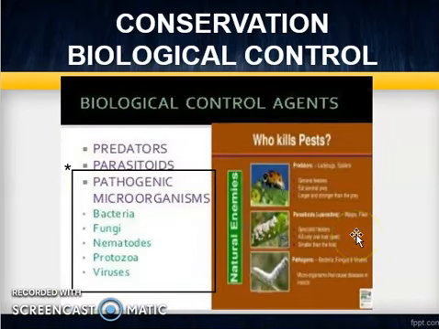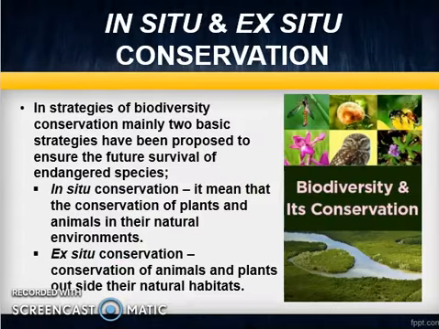This is another slide related to another group of organisms, the beneficial organisms that can be used to control insect pests in agriculture. This kind of beneficial group, which is non-insect beneficial organisms, also can be used to control insect pests in agriculture. Example group members belonging to this group of microorganisms are bacteria, fungi, nematodes, protozoa, and viruses.